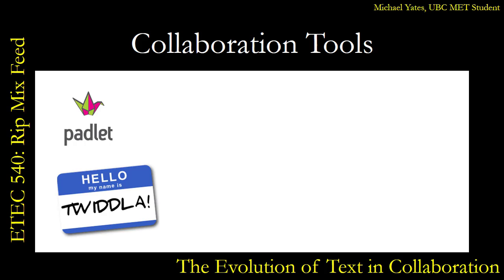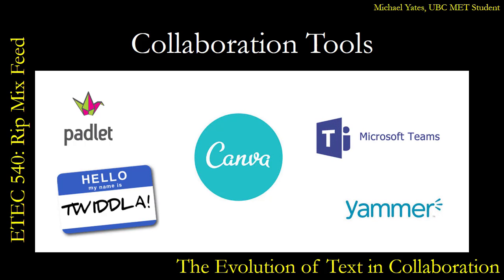Twiddla is another one. It's like a whiteboard app, so you can write things in there and get people to respond to things. Pretty interesting little toy. Canva makes text very pretty, adds images to it, and then you can share it. It's like an online publishing app. Teams, you probably use that if you're in a business environment. And Yammer is like your own personal Facebook, within your own system. Other people can get to it, but it's again using text to communicate and collaborate with people from anywhere.